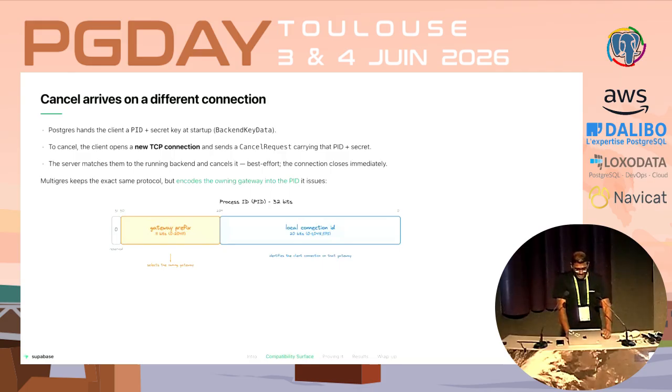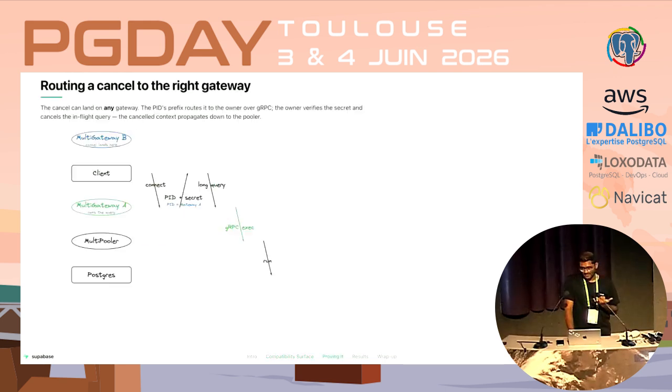So as you can see from this diagram, we take this 32 bits and we divide it into a gateway ID and the local process ID, and we call it a virtual process ID. So here is the trick: the process ID we hand to the client at startup isn't just a random one. We encode some information into it. So it's a 32-bit number. The top bits are a prefix that says which gateway issued it, and the rest identifies the specific connection on that gateway.